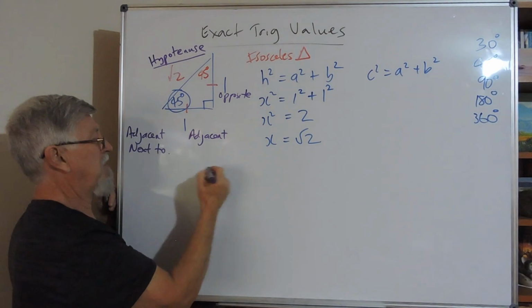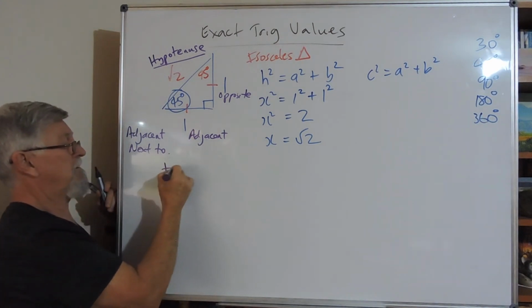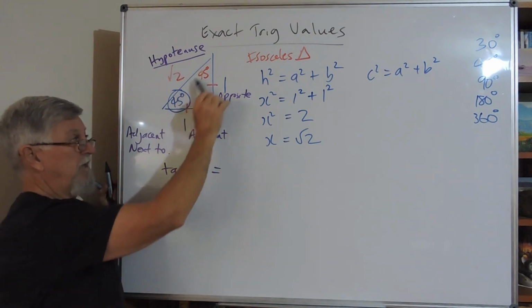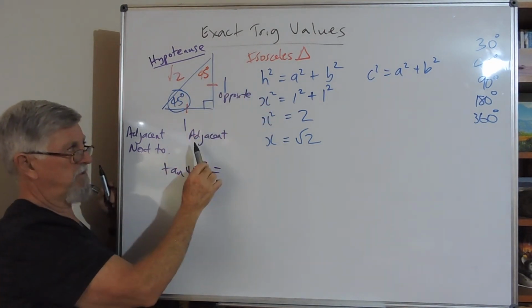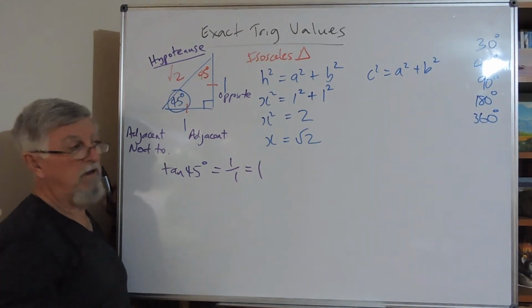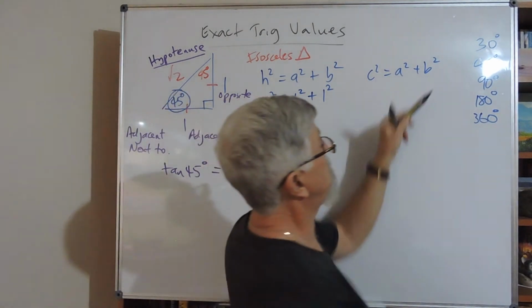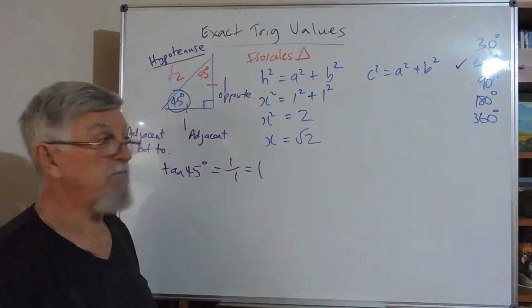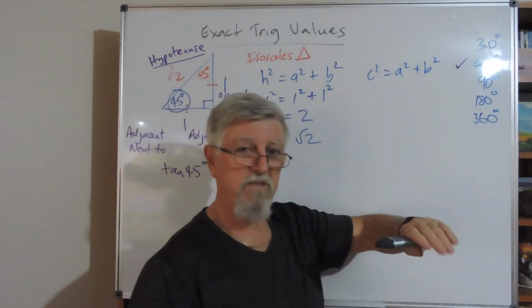If I wanted to get the tan of 45, most people are okay at this stage, that's the opposite divided by the adjacent. So that would be 1 over 1, which is just 1. So go back to the special ones, we're just talking about 45 degrees, and the tan of 45 degrees happens to be 1, which is rather nice.